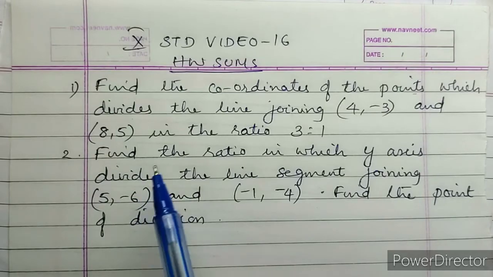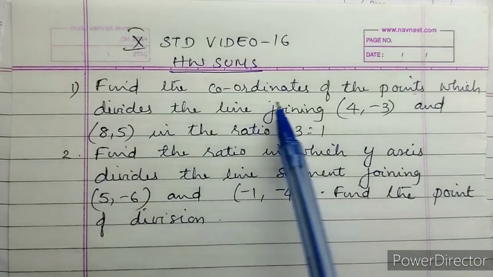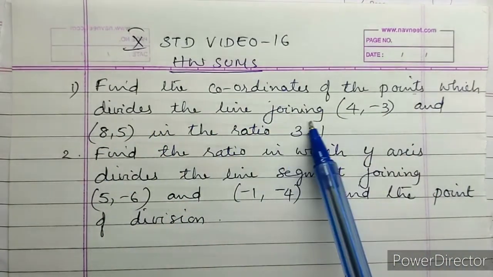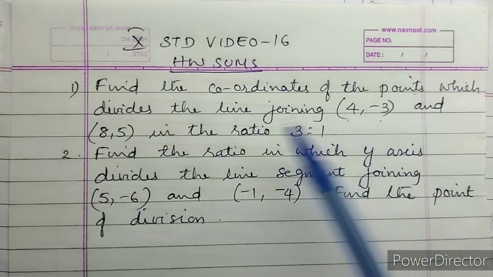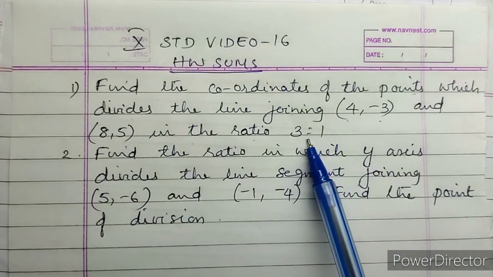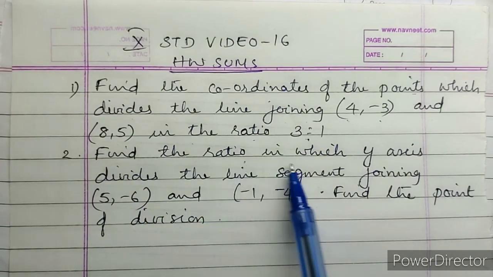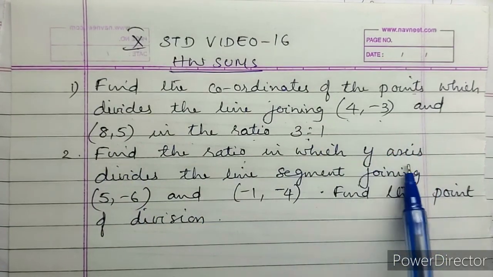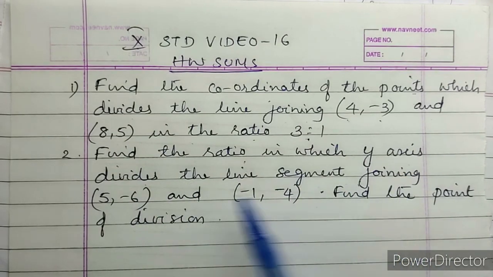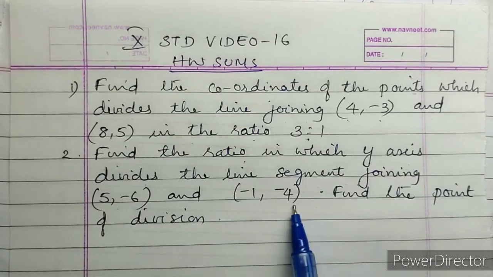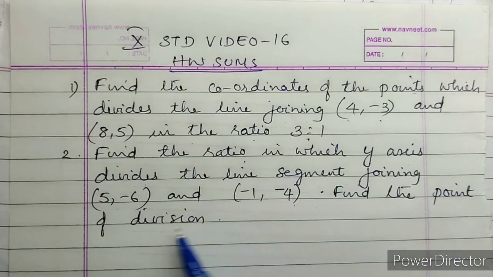So these are the homework sums, children. Find the coordinates of the point which divides the line joining 4, minus 3 and 8, 5 in the ratio 3:1. Second sum: find the ratio in which the y-axis divides the line segment joining 5, minus 6 and minus 1, minus 4. For the y-axis, any point you have to take as 0, y. Also find the point of division. Similar sums we have done in the video, so practice the sums and do them by yourself.